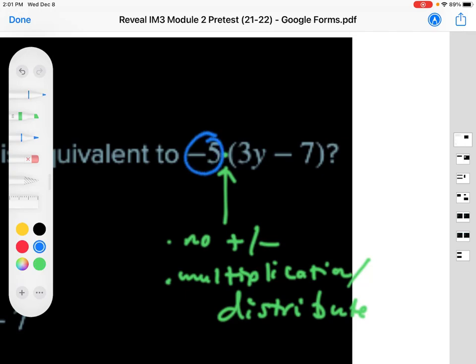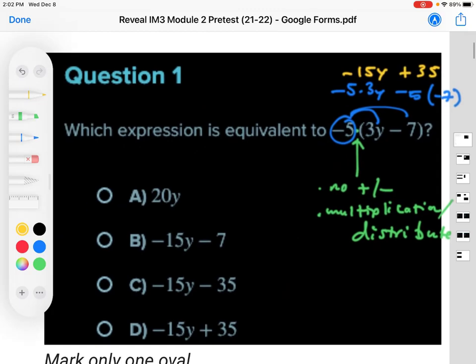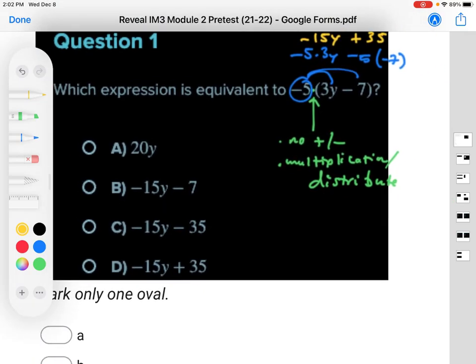So if I distribute, you have negative 5 times 3y, and then negative 5 times negative 7. And this will give us negative 15y plus 35. And I cannot add the two of these together. It's like saying I have 15 Apple phones and 35 Android phones. We cannot say there's 50 Apple phones. So that would give us choice C is our answer.